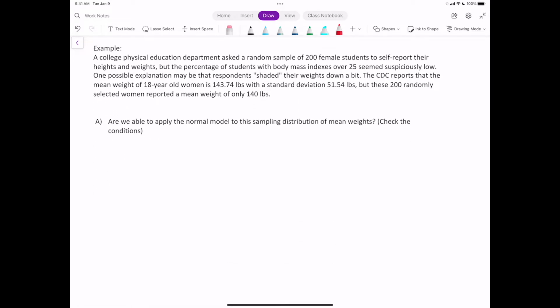So a college physical education department asked a random sample of 200 female students to self-report their heights and weights, but the percentage of students with body mass indices over 25 seems suspiciously low.